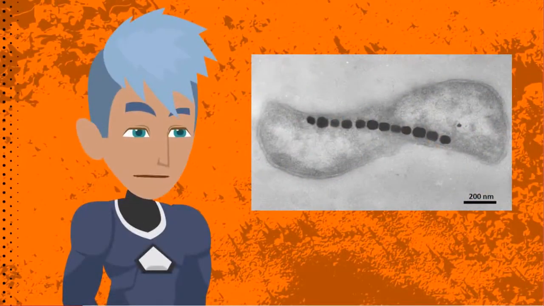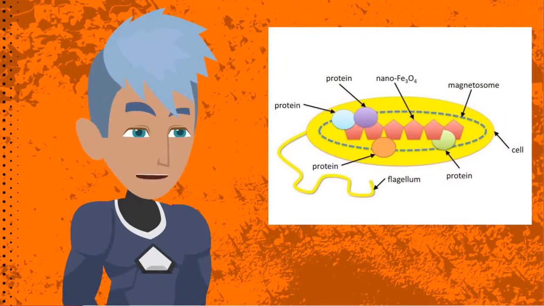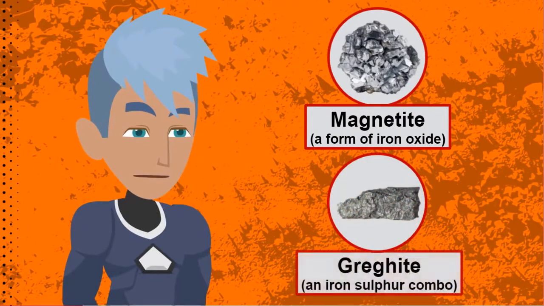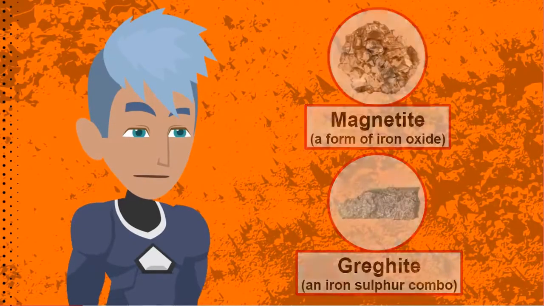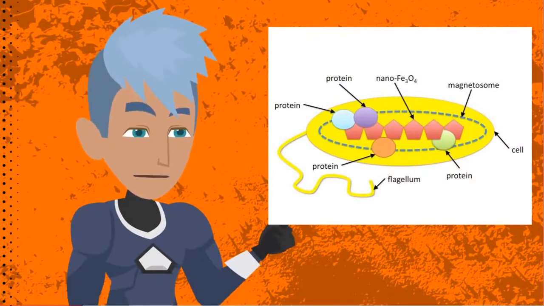Magnetotactic bacteria can sense minute magnetic fields, including the Earth's magnetic fields. This ability is related to small chains of nanocrystals called magnetosomes. These magnets are 30 to 50 nanometers and are made of magnetite, a form of iron oxide, or less commonly, greigite, an iron-sulfur combo. The magnetite is surrounded by a protein-rich biological membrane, the magnetosome vesicle.